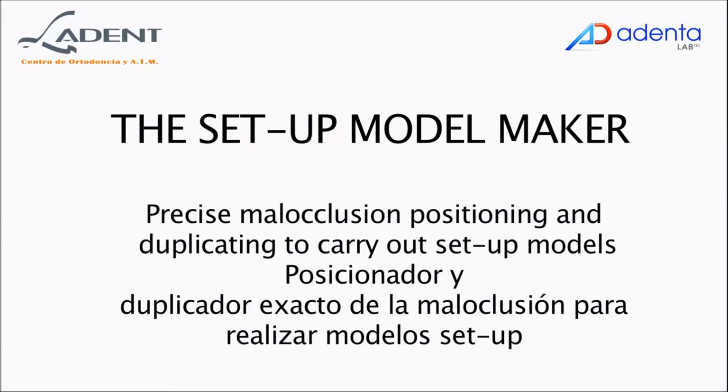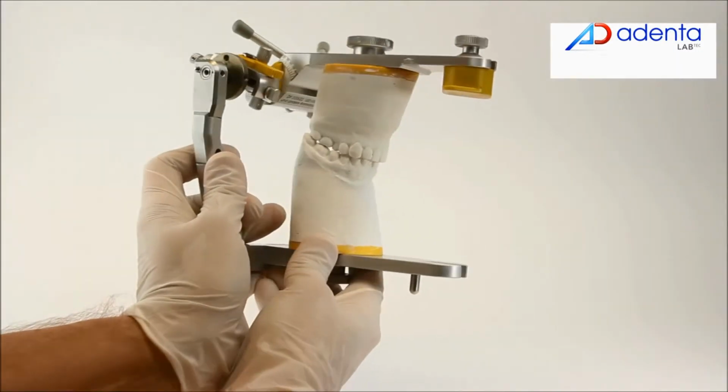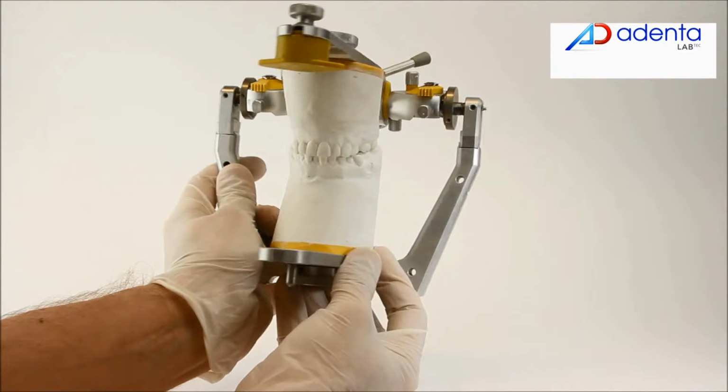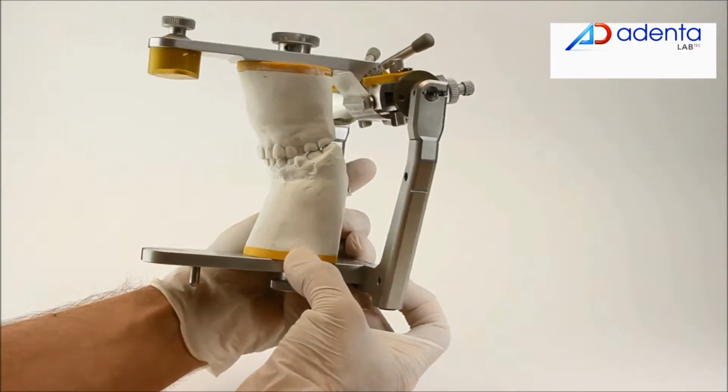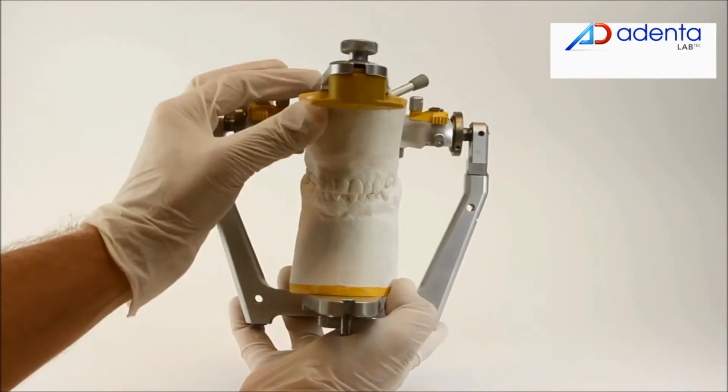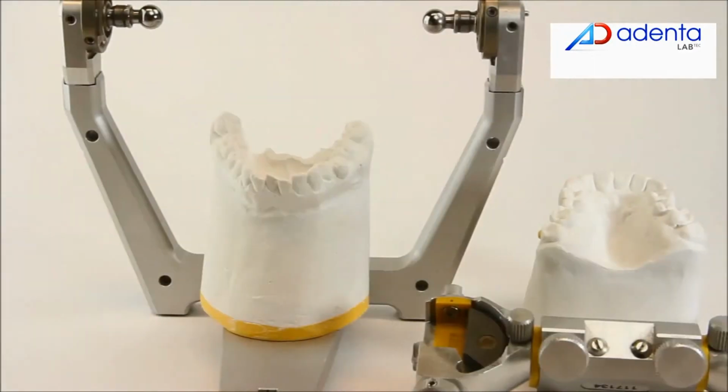The Setup Model Maker is a LabTech system appliance used to duplicate the models and to carry out the setup models. Any type of articulator can be used. In this case, it is the SAM3 articulator.